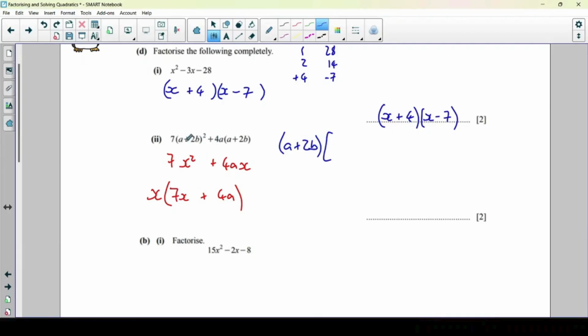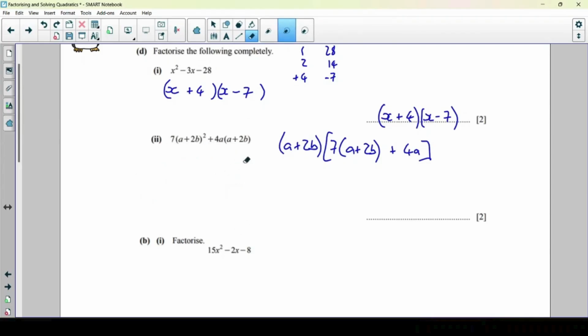And then I'm going to put some brackets. I'm going to write 7 brackets a plus 2b plus 4a. Look, that's exactly the same as what we did with those x's. Instead of x, I've got a plus 2b, and then 7x plus 4a. That doesn't look very neat. So now we're going to expand inside this big square bracket.